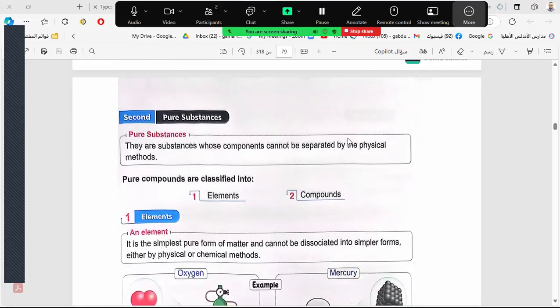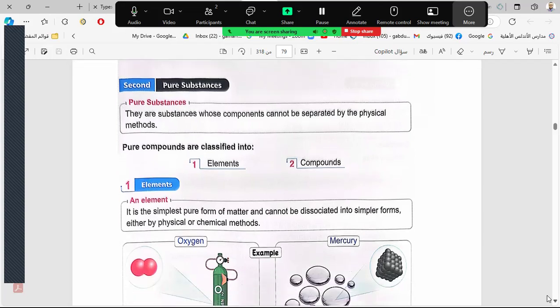Welcome, grade 1 preparatory. We're still talking in lesson 3 about pure substance, mixture, and compound. A pure substance is a substance whose components cannot be separated by physical methods. The pure substance may be an element and may be a compound.